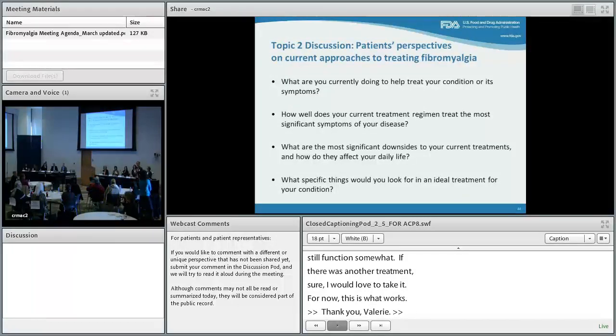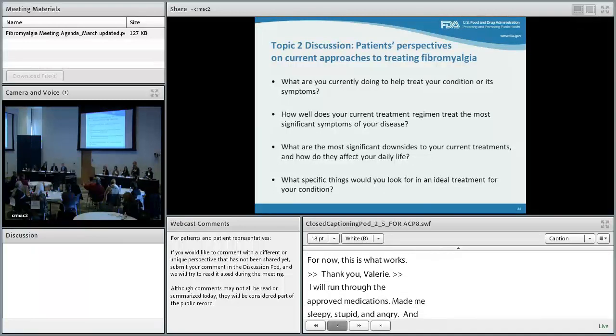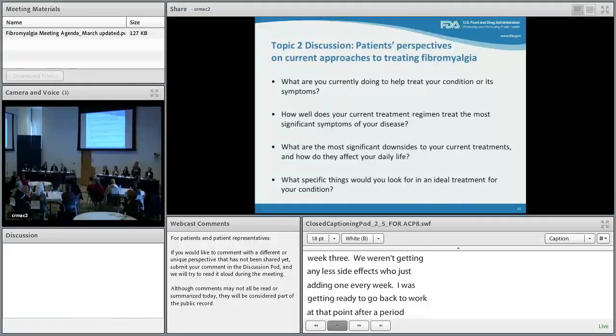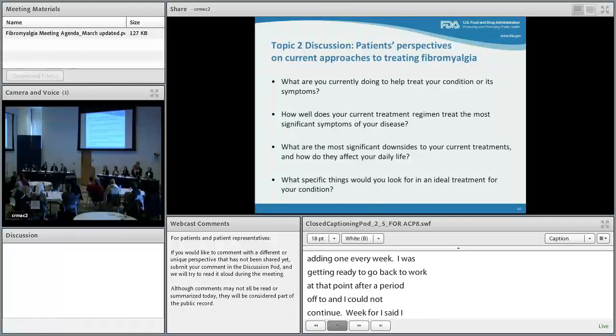Quickly run through all three of the approved medications. Lyrica made me sleepy, stupid, and angry. And those were like week 1, week 2, and week 3. We weren't getting any less side effects. We were just adding one every week. I was getting ready to go back to work at that point after a period off, and I couldn't continue. So week 4 was when I said, can't do that anymore.